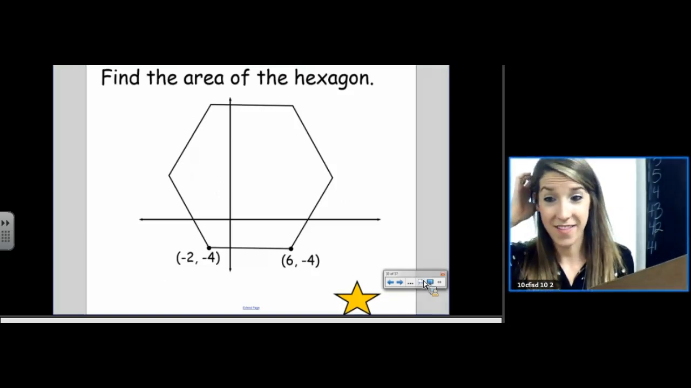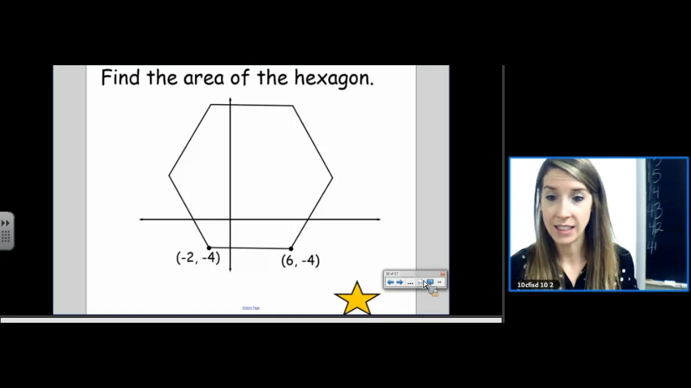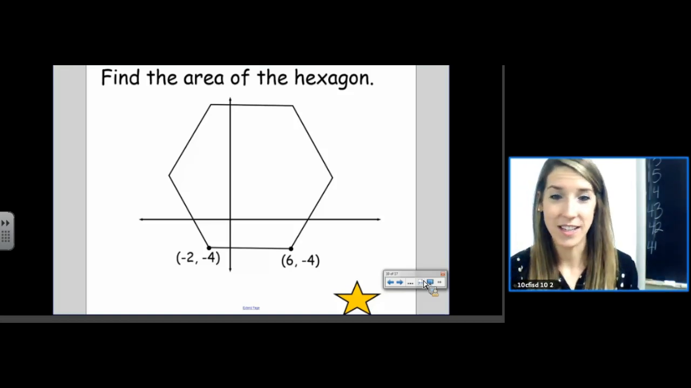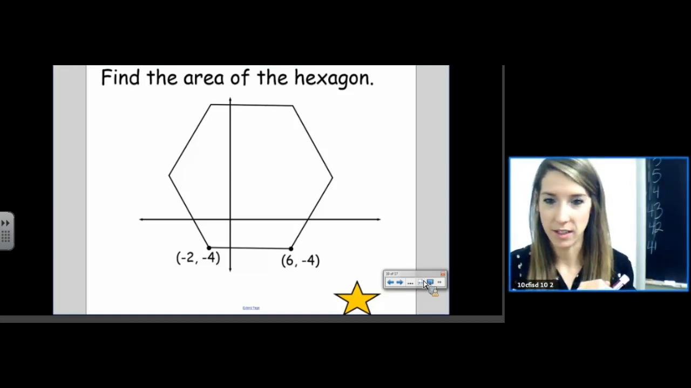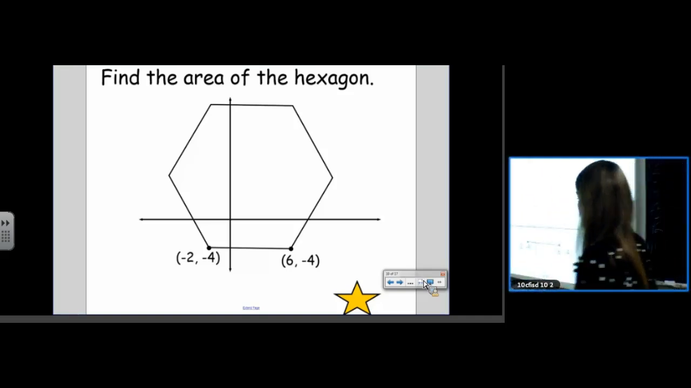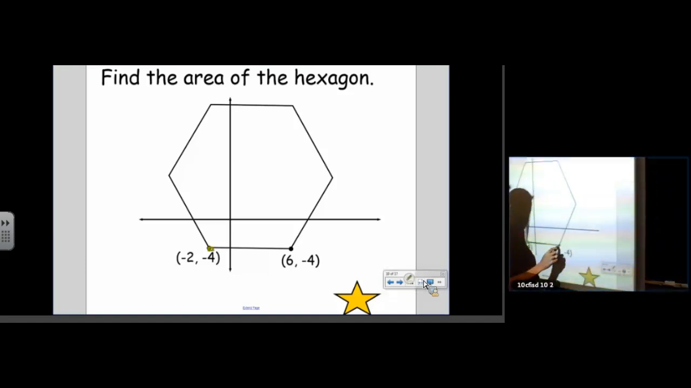Find the area of the hexagon. Go ahead and keep your answer exact, so it should be in root 3 form. So to find the area of a hexagon, we are going to assume it's regular. Sorry about that if I didn't say that. We need to find a side length. So to find a side length, we need to find the distance from here to here.